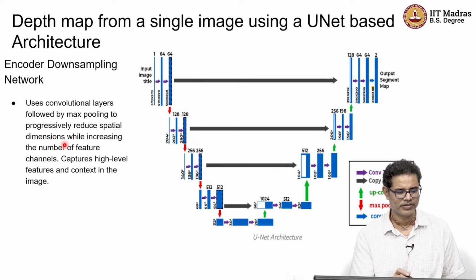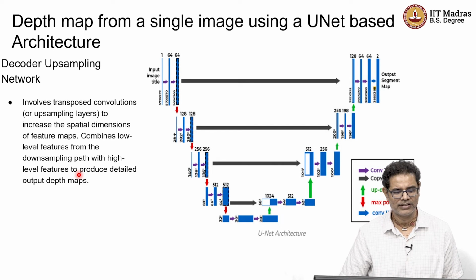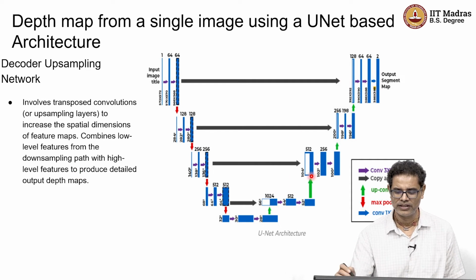And so the downsampling operation is written here. It is pointed out that we are using a convolution layer followed by max pooling to progressively reduce the spatial dimension while increasing the number of channels. So the number of channels is increasing, from 64 to 128 to 256, 512, and this way we are capturing high level features and context. So this is about the encoder downsampling network, and the decoder upsampling network is here.